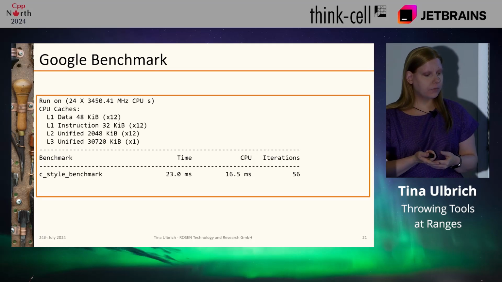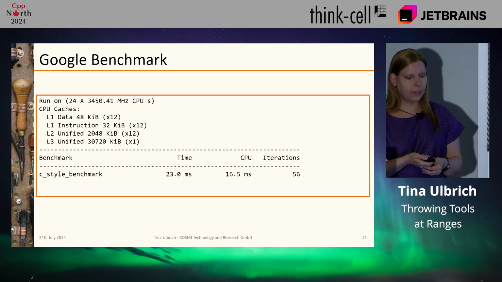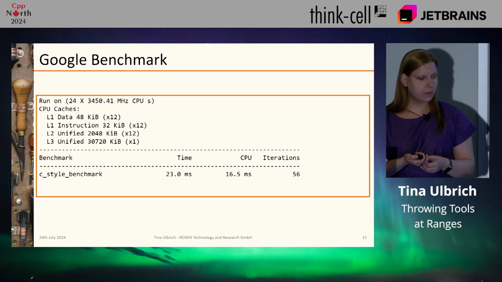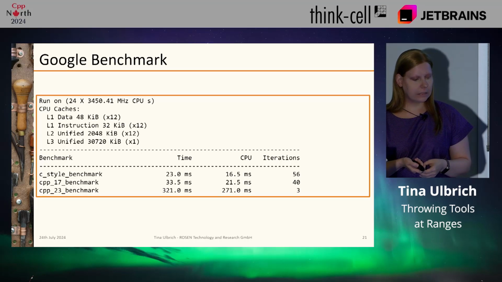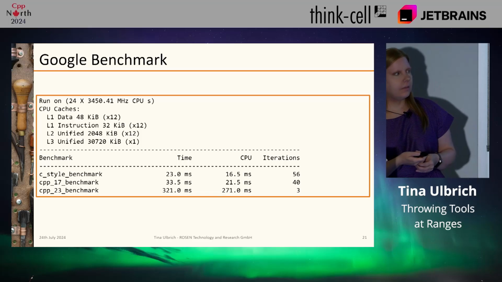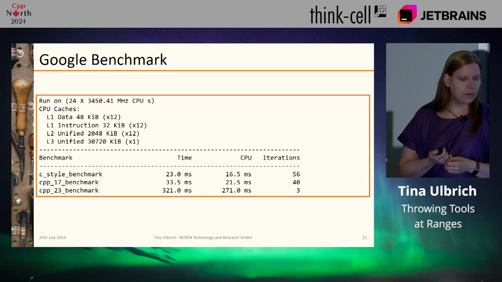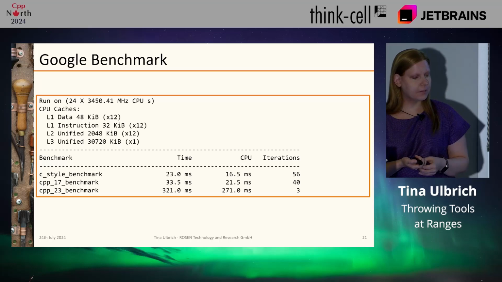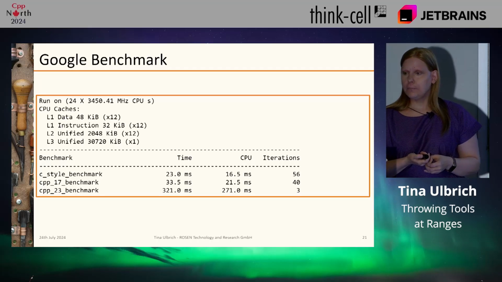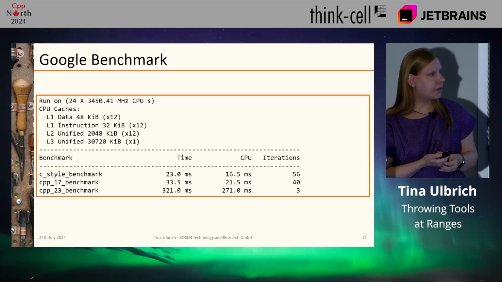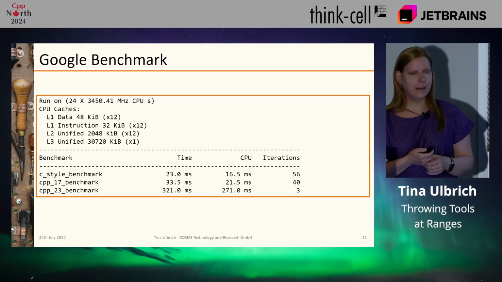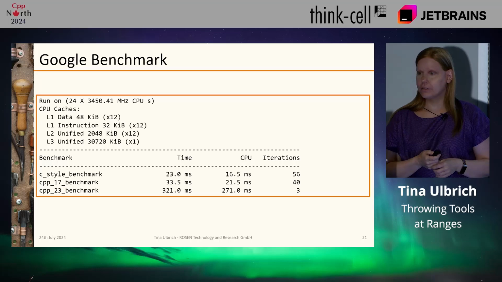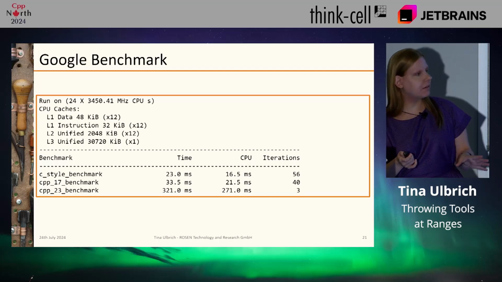So the first output is for the C style C++. We take 23 seconds with that code. C++17 takes 33 seconds, and oops. There is something maybe wrong with the C++23 code. We are going to figure out what it is. It's a spoiler, we're going to fix it. But yeah, this is the first hint that something is off.